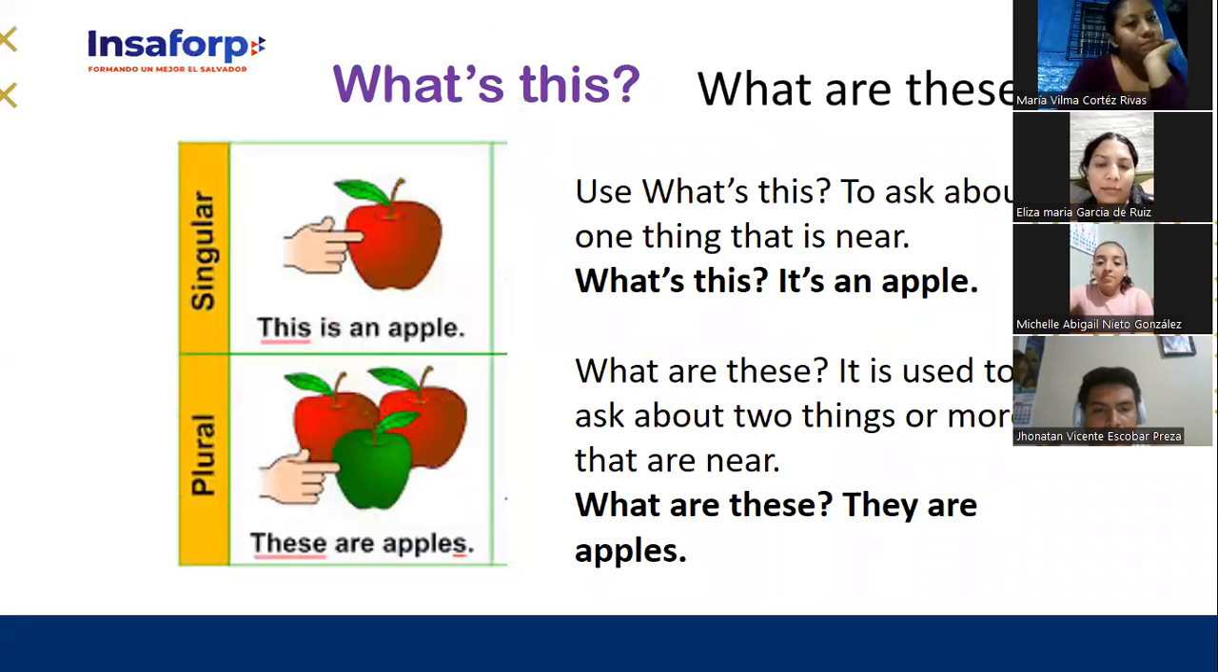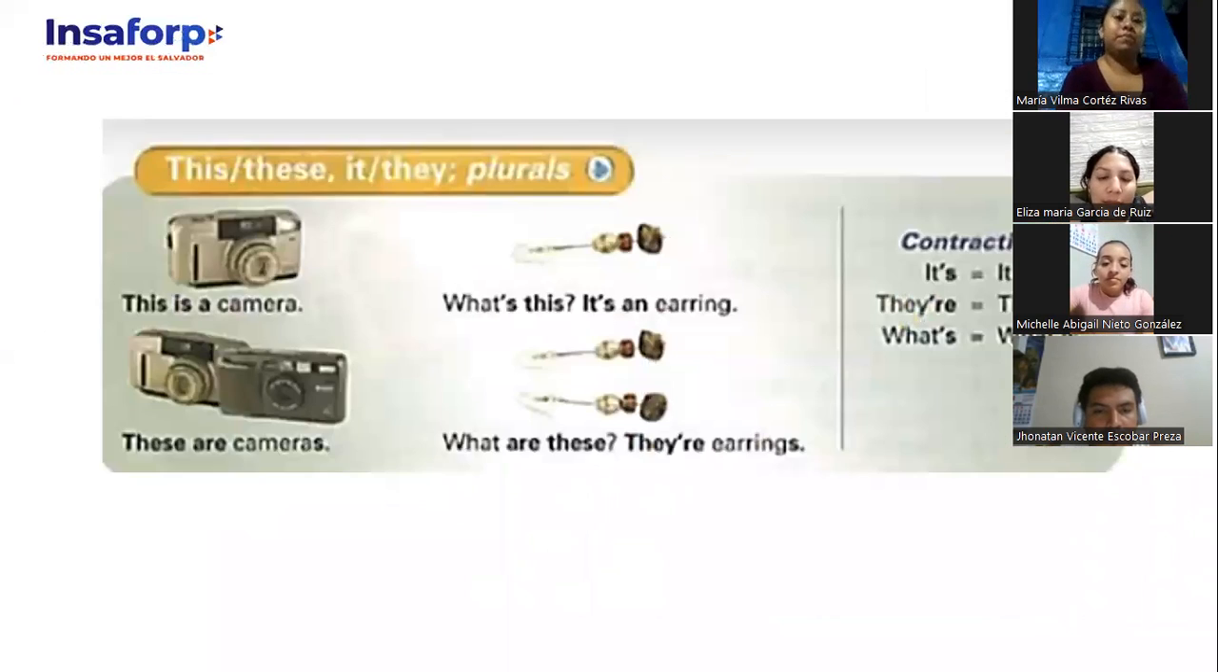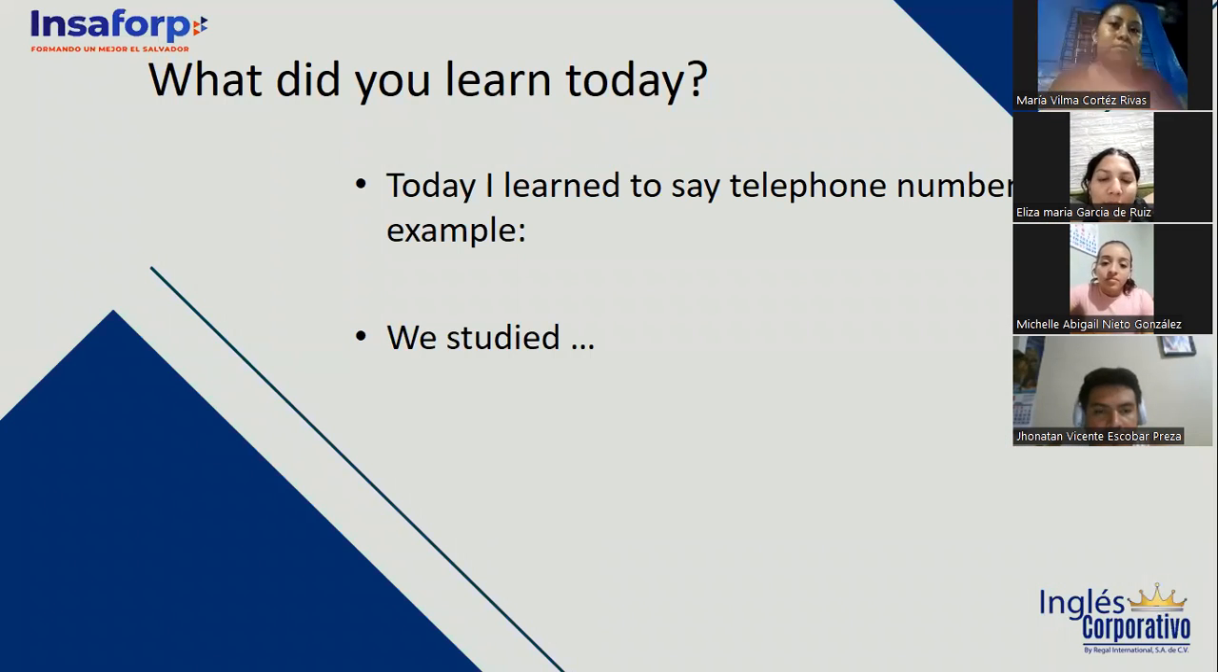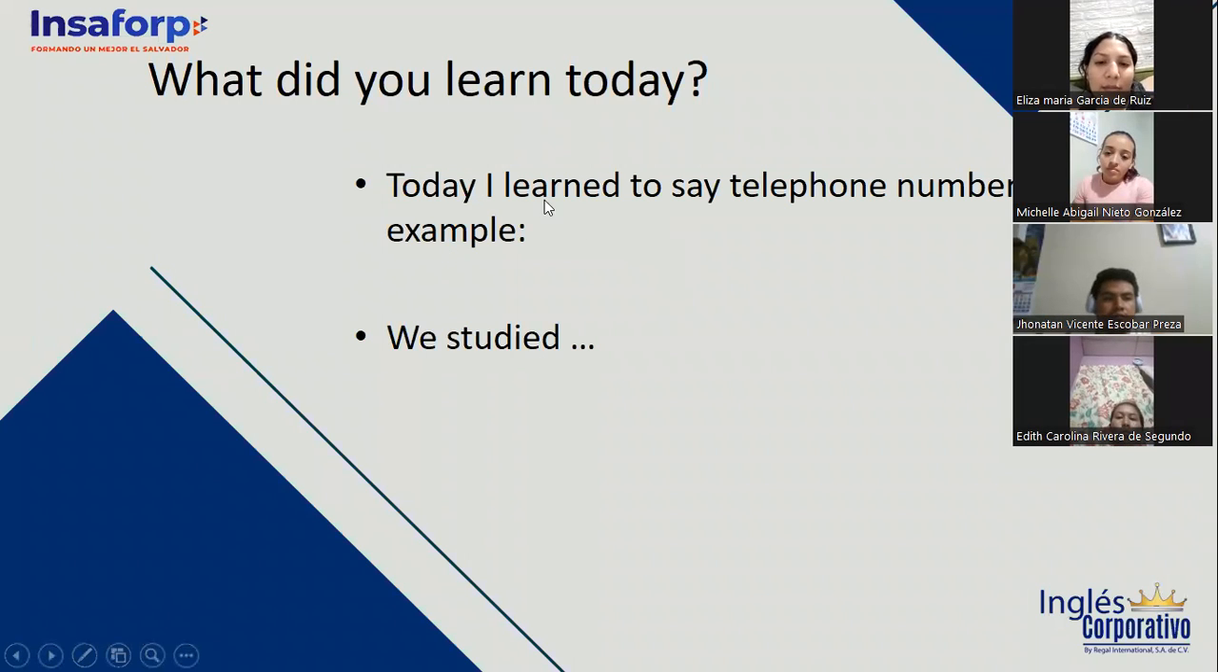Great. Okay, we don't have time to do this, so we are going to do it on Monday. We're going to continue, but please tell me, what did you learn today? What did you learn in this class today? For example, you can say, today I learned, hoy aprendí, I learned to say the telephone numbers. For example, my cell phone number is 7068-6497. Or, we studied common objects. For example, you can mention 5 or 10 or 20 common objects. So one volunteer, please, to say what you learned today in class.